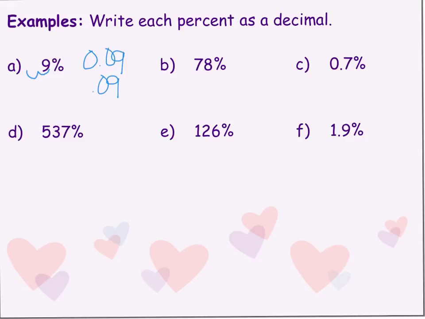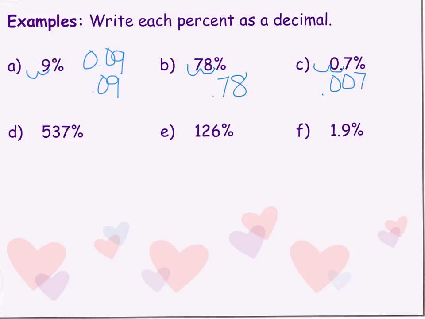Example B, the decimal point starts after the number because there's not one given, and we're going to go 2 places to the left. So this one, 78%, is the same thing as 0.78 or 78 hundredths. Example C already has a decimal point, so we're still going to move it 2 places to the left. So 1, 2, so this one is 0.007. Excuse me. If you guys have questions so far, pause the video, see if you can help each other out. Otherwise, we're going to keep going.